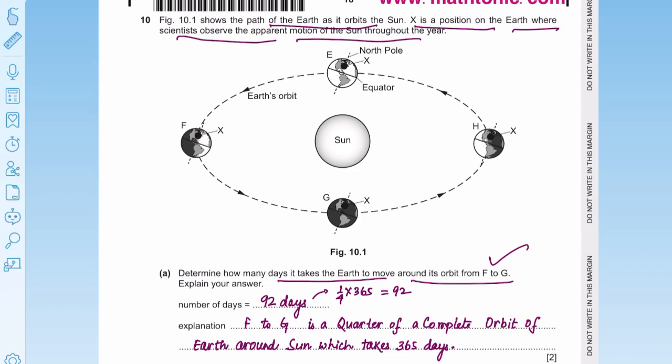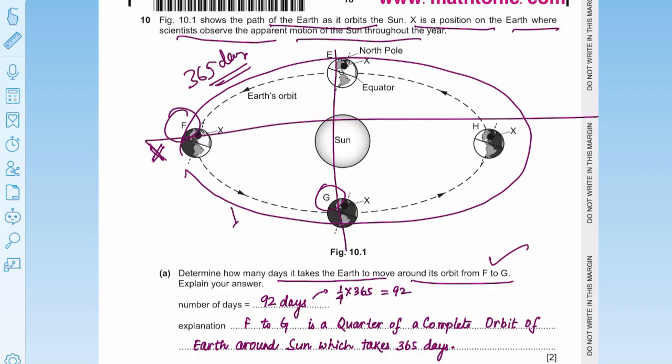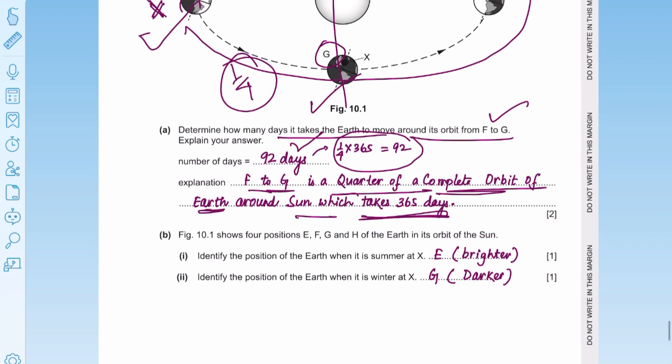If you see, this is F, right, and this is G, right? Remember, if this is the earth we have, and it goes for a complete revolution, it will take 365 days, right? If you see this, this is exactly one fourth of 365 days, from this place to this place. So one quarter of 365 means it will take maximum 92 days, right? F to G is a quarter of the complete orbit of earth around the sun, which takes 365 days. Got it? Next part.